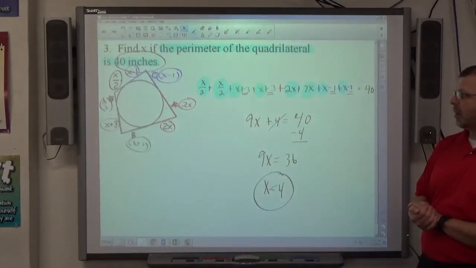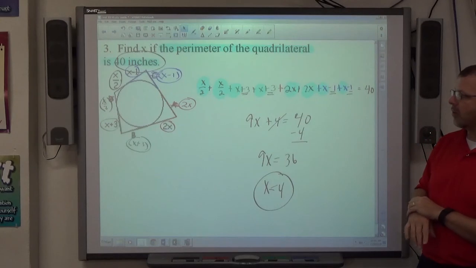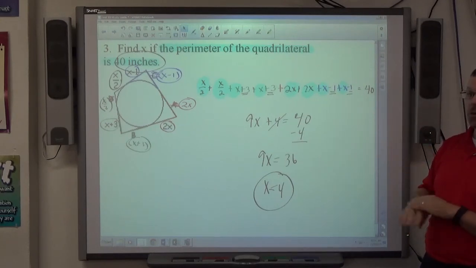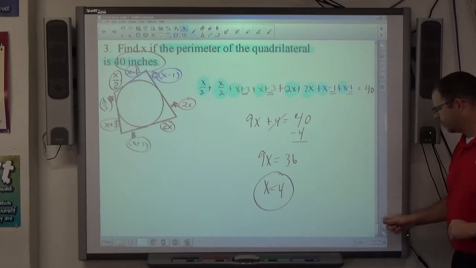So again, on the test, expect it to be that shape, not necessarily the exact same shape. It'll be a circle inside a quadrilateral. The tangents are equal. Get everything in terms of x to create a good equation equal to the perimeter, and solve that equation to get x.